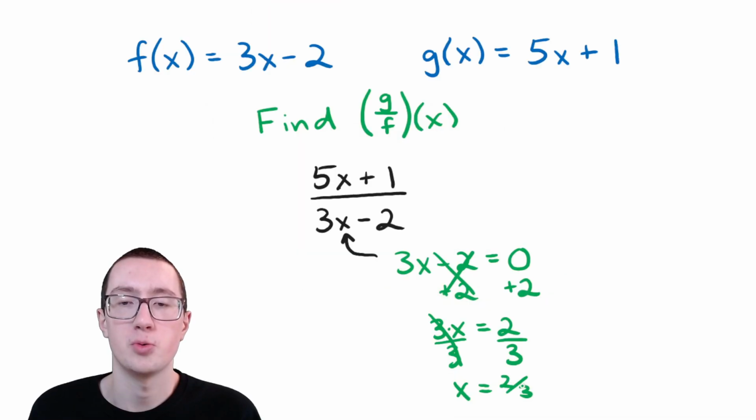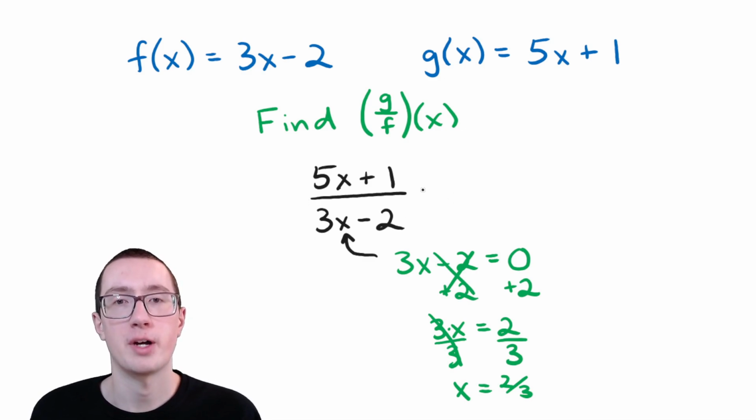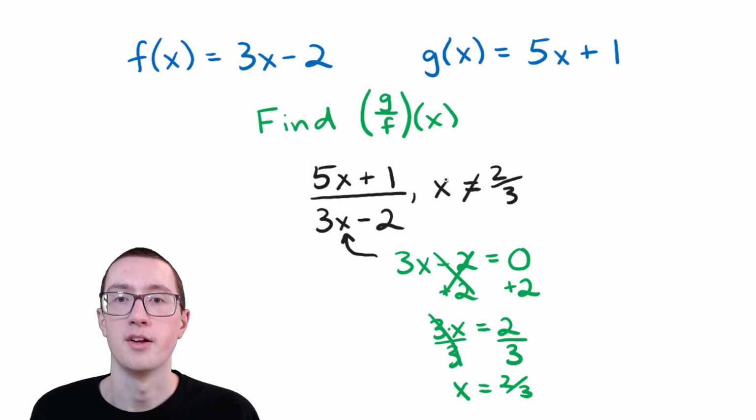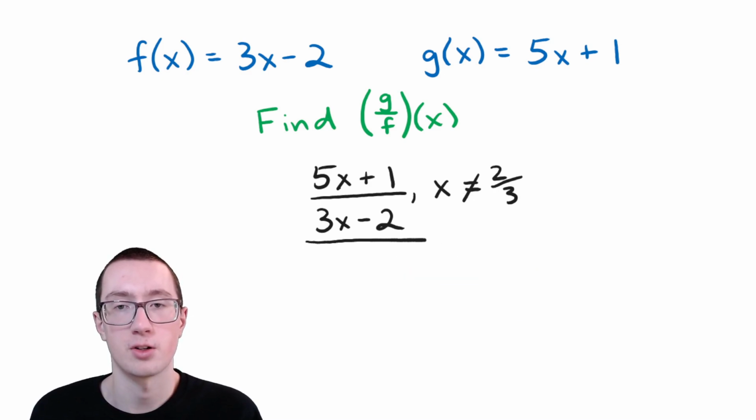So if we put in 2 over 3 for x, then we're going to get 0 on the bottom, and we're going to have an impossible equation. So even though this right here is our final answer, because there's nothing we can do, we also have to add that we can't have x equal 2 over 3. So we're going to put this little not equal to sign. But yeah, there's nothing else we can do. So this is our final answer for g over f of x.